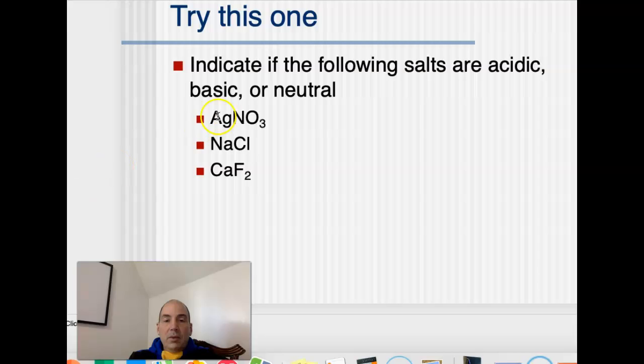All right, so think about these reactions real quick. Silver nitrate plus water, sodium chloride plus water, calcium fluoride plus water, and tell me which one is acidic, basic, or neutral.